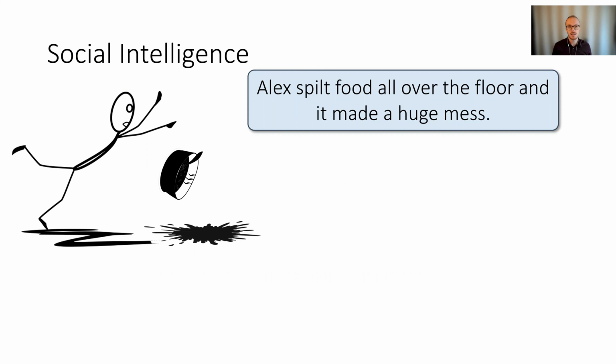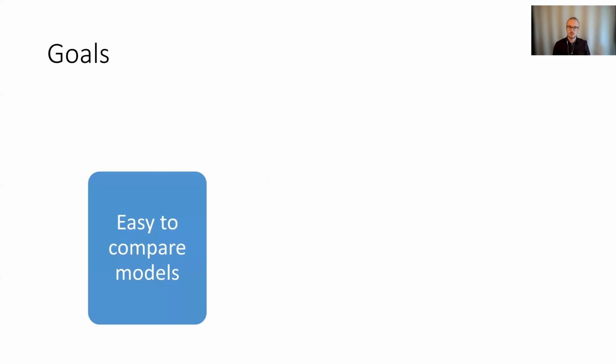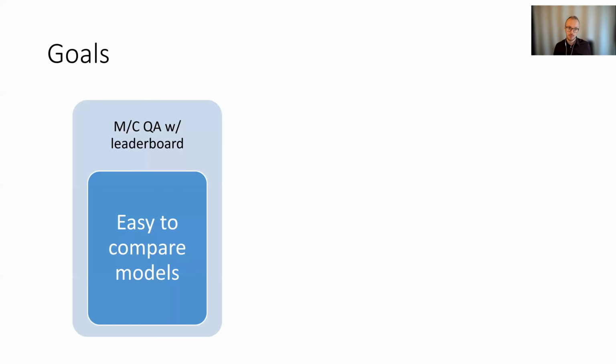So how do we create a benchmark like SocialIQA? One thing we have to think about is our goals when we want to create this benchmark. The first goal that we had was that we wanted to make it easy to compare performance of models. And so for that, we're going to think about a multiple choice QA setup. And we're going to also set up a leaderboard so that we can track progress on our task.